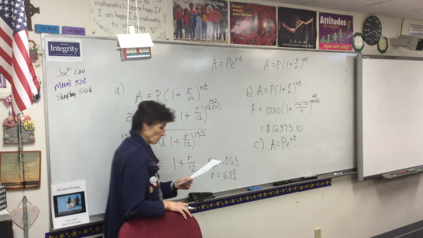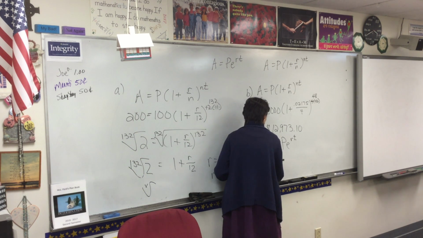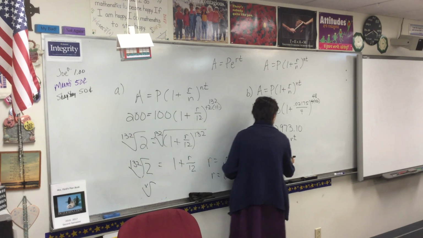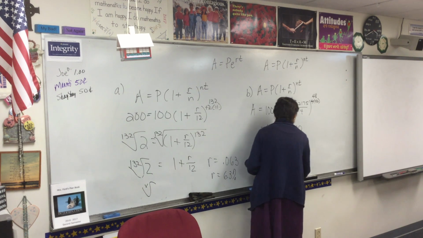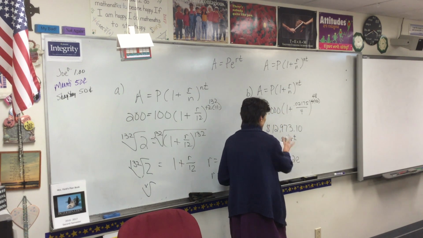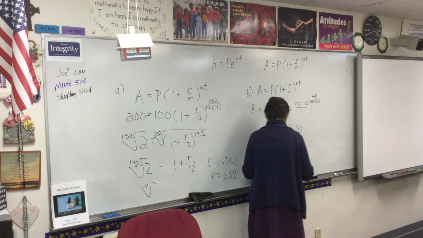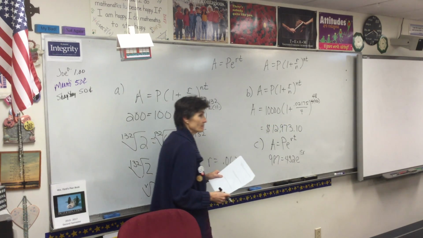What's A? 987. What's P? 432. E is E. Do not plug stuff in for E. E is just E. What's R? You're finding it. Don't know what R is, but T is 15. Yes. So it looks like that.